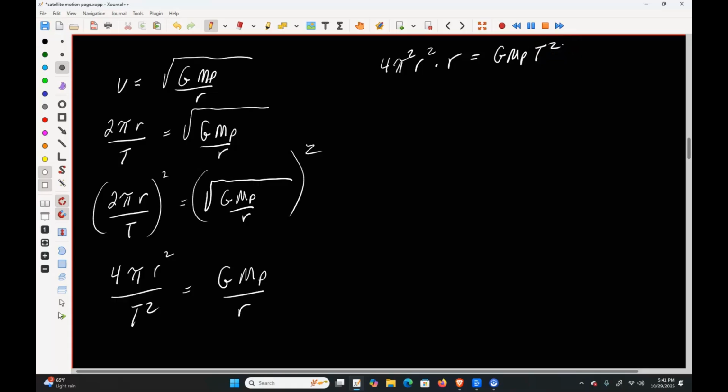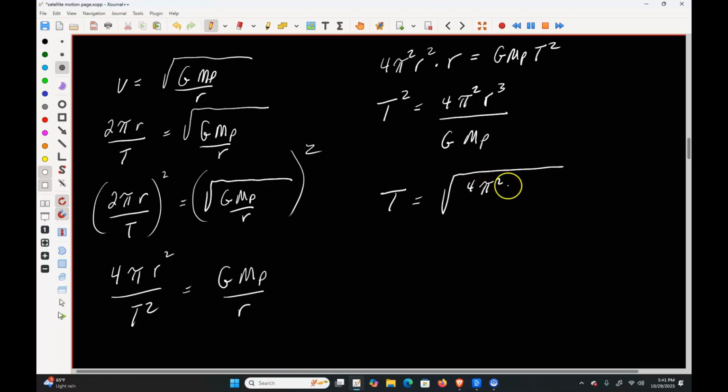Let's isolate the t squared. So t squared is equal to 4 pi squared times r cubed divided by G m_p. Take the square root of both sides, so the period is going to equal the square root of 4 pi squared r cubed over the gravitational constant times the mass of the planet.